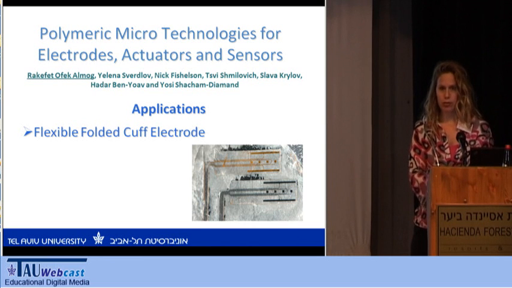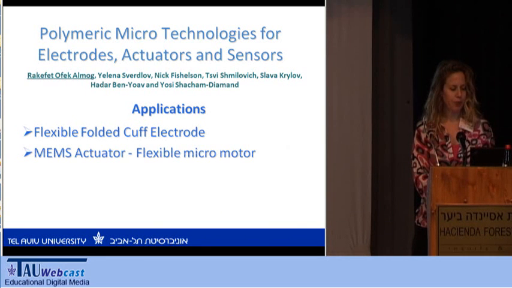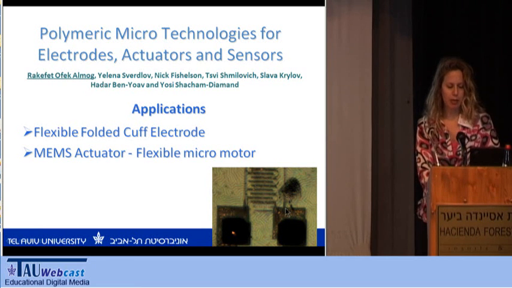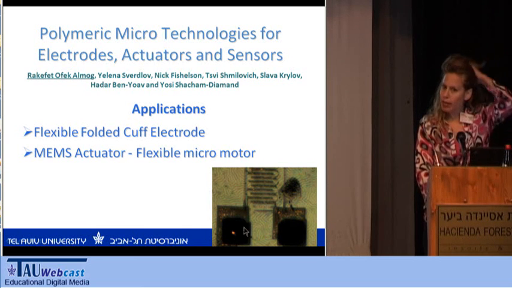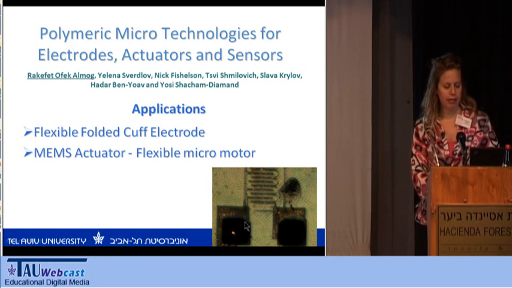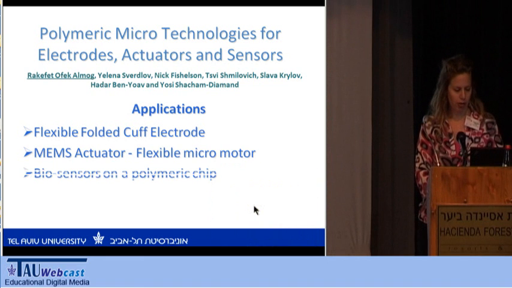Another application that we use, and I have to be short, is a MEMS actuator, a flexible micromotor. What you see here is a PDMS substrate with a seed layer of copper and then polypyrrole again, electrodeposited on it. It's more challenging to do electroplating on copper. In the next slide, I'll show a little bit more about it.